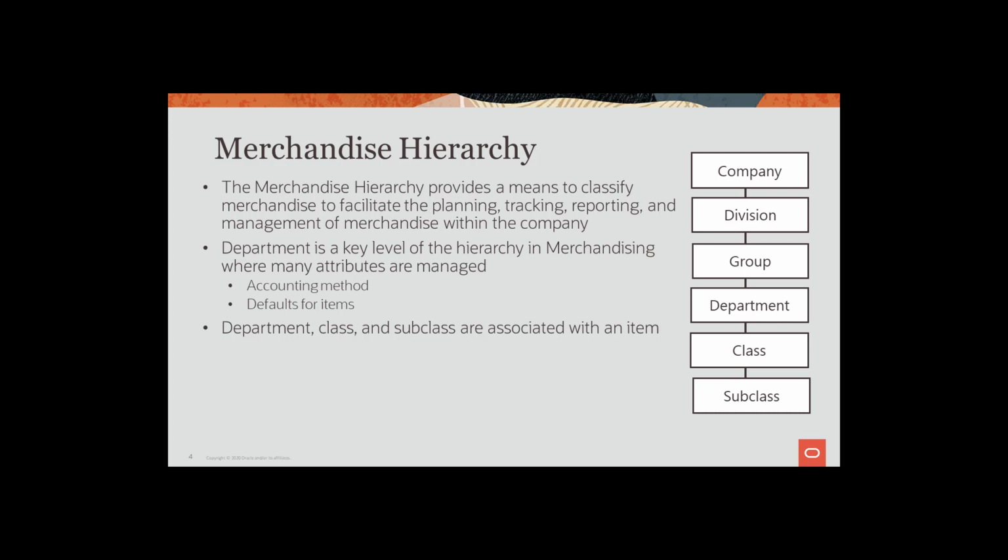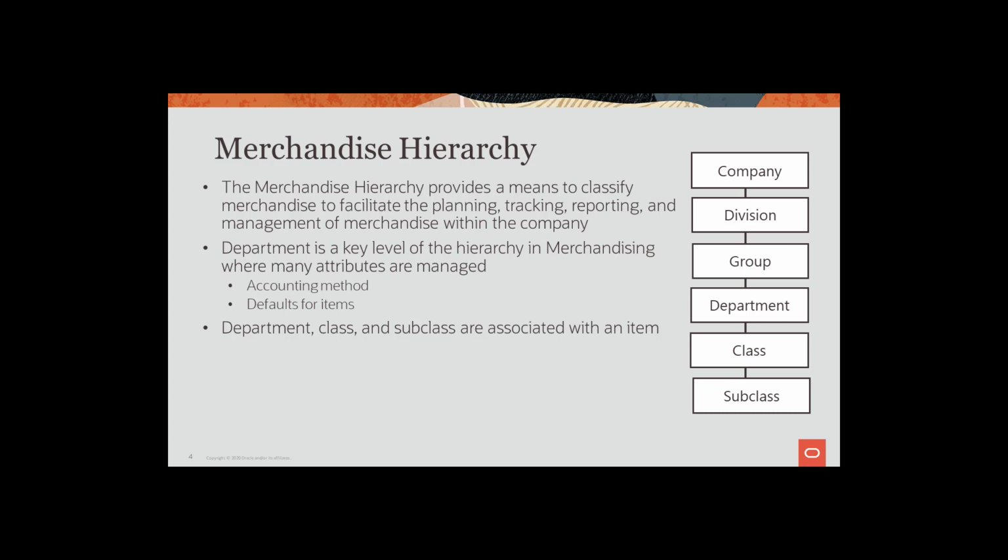The next level is division, which is often used to describe a type of merchandise, such as TVs or computers. Below division is group, which can be used to further differentiate the merchandise within a division, such as laptop or desktop computers. Next is department, which further defines products in the group and is the level at which many attributes are held in the system, such as accounting method, cost versus retail. There's also the ability to configure a number of defaults for items created in the department at this level.